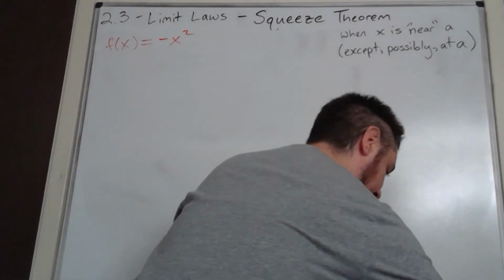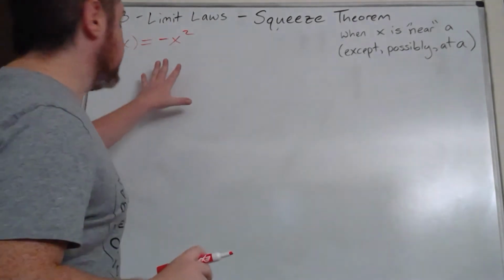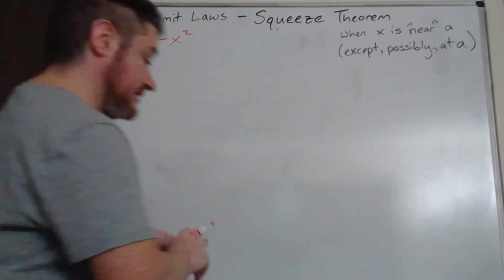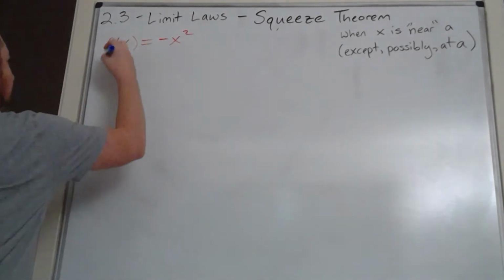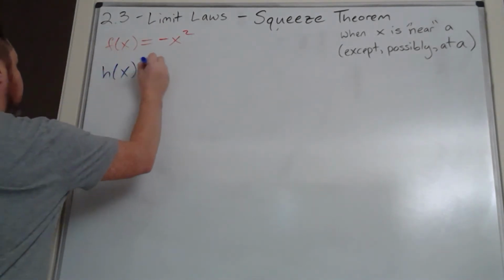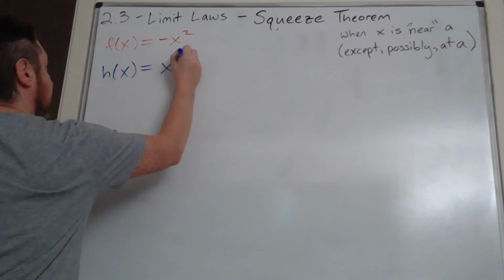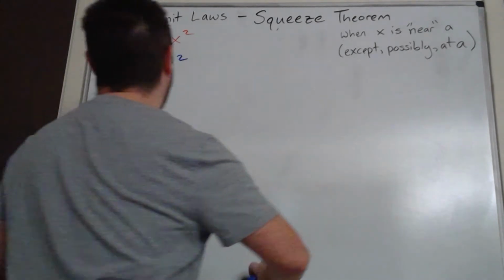All right, h of x, the upper function, let's just use positive x squared. Okay, so we've got that.